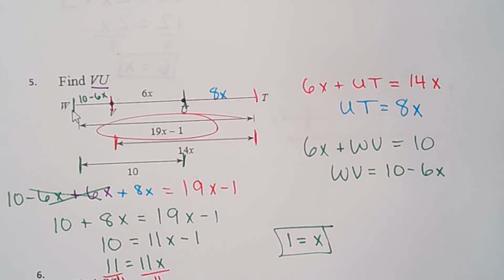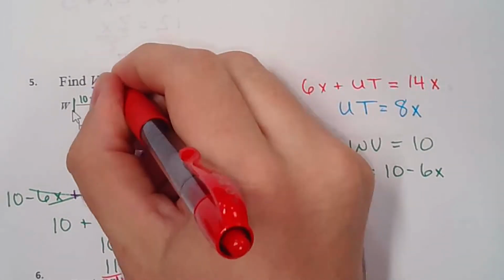Are you having an aneurysm because we did all that work, and we got 1 as an answer, which is kind of depressing? Yes. Which means, gotcha. So what is VU? VU is 6x. If x is 1, 6.